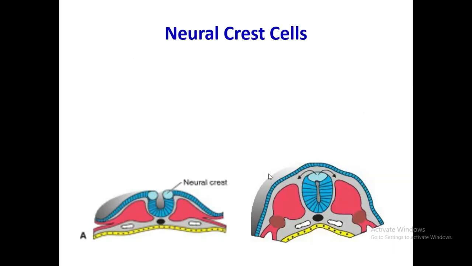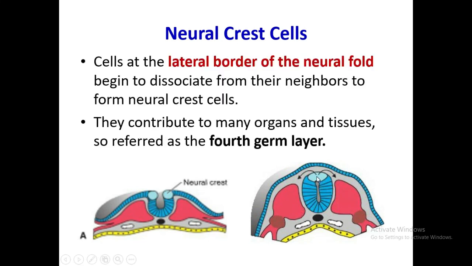Now come to the neural crest cell. This is the neural fold, and the lateral margin of this neural fold shows some important cells that are known as neural crest cells. When the neural tube is closed, these neural crest cells migrate, detach from the neural tube and go to several sites to form some other important structures. Because these neural crest cells give rise to many important organs and tissues of the body, sometimes they are referred to as the 4th germ layer.